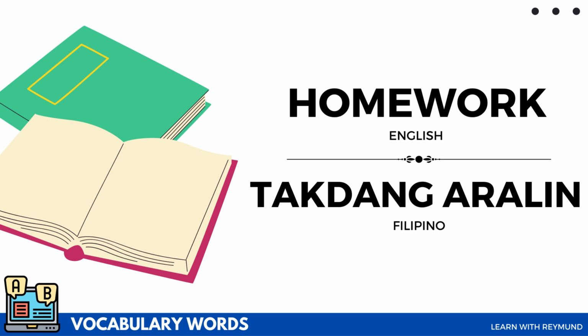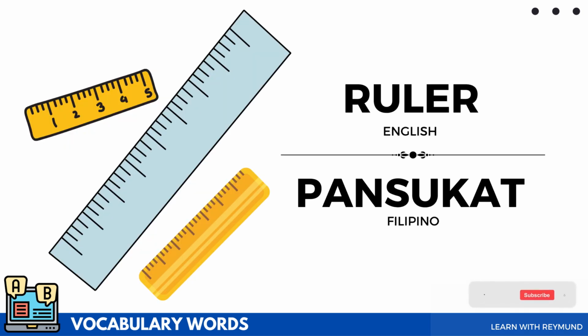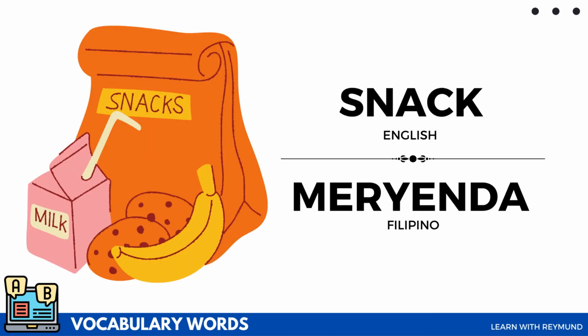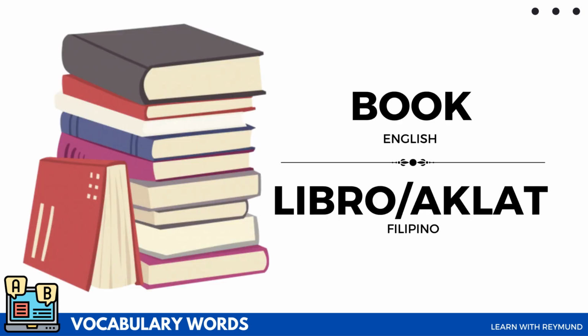Homework, assignment, takdang aralin, gawaing bahay. In English, it's your ruler, while in Filipino, it's your pansukat, or it can also be a ruler. Ruler, pansukat. It's your snack in English, while in Filipino, it's your merienda, or it can also be your snack. Snack, merienda. In English, it's a book, while in Filipino, it's either a libro or an aklat.